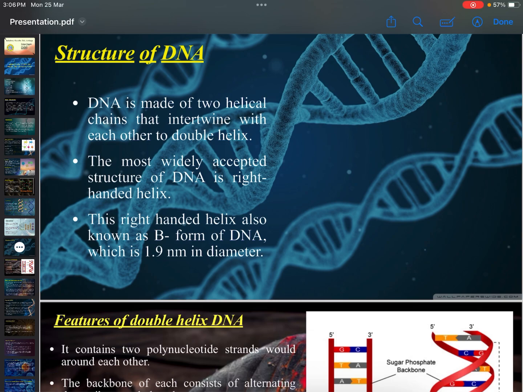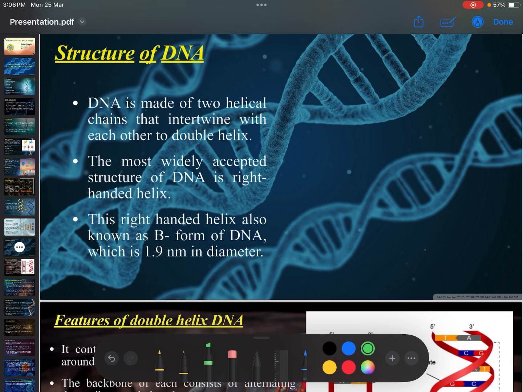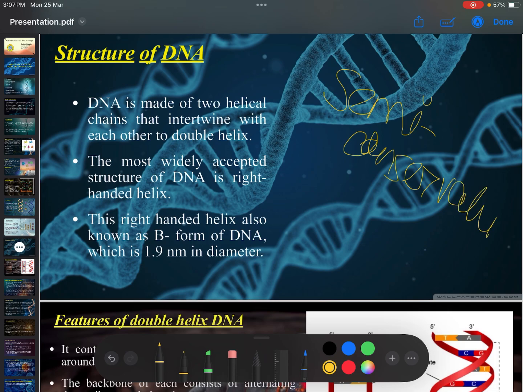So DNA replicates. You all can note that DNA replication is carried out in a semi-conservative manner. I'll explain what semi-conservative means further on. DNA is made up of two helical chains that intertwine with each other to form a double helix. The most widely accepted structure of DNA is the right-handed helix. Obviously it is a right-handed helix, and the most widely accepted DNA structure is B-DNA.